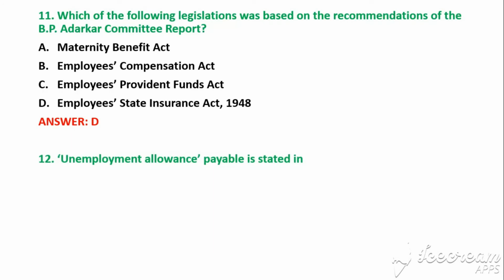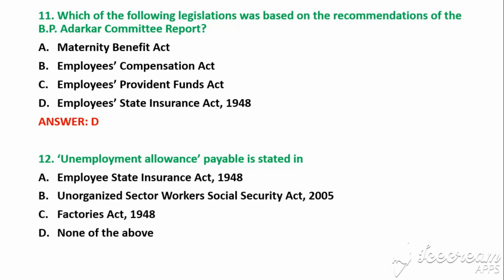Then, unemployment allowance payable is stated in which Act? Employee State Insurance Act 1948, Unorganized Sector Workers Social Security Act 2005, Factories Act 1948, and none of the above. Here unemployment allowance is given under the Employee State Insurance Act 1948. A is right.